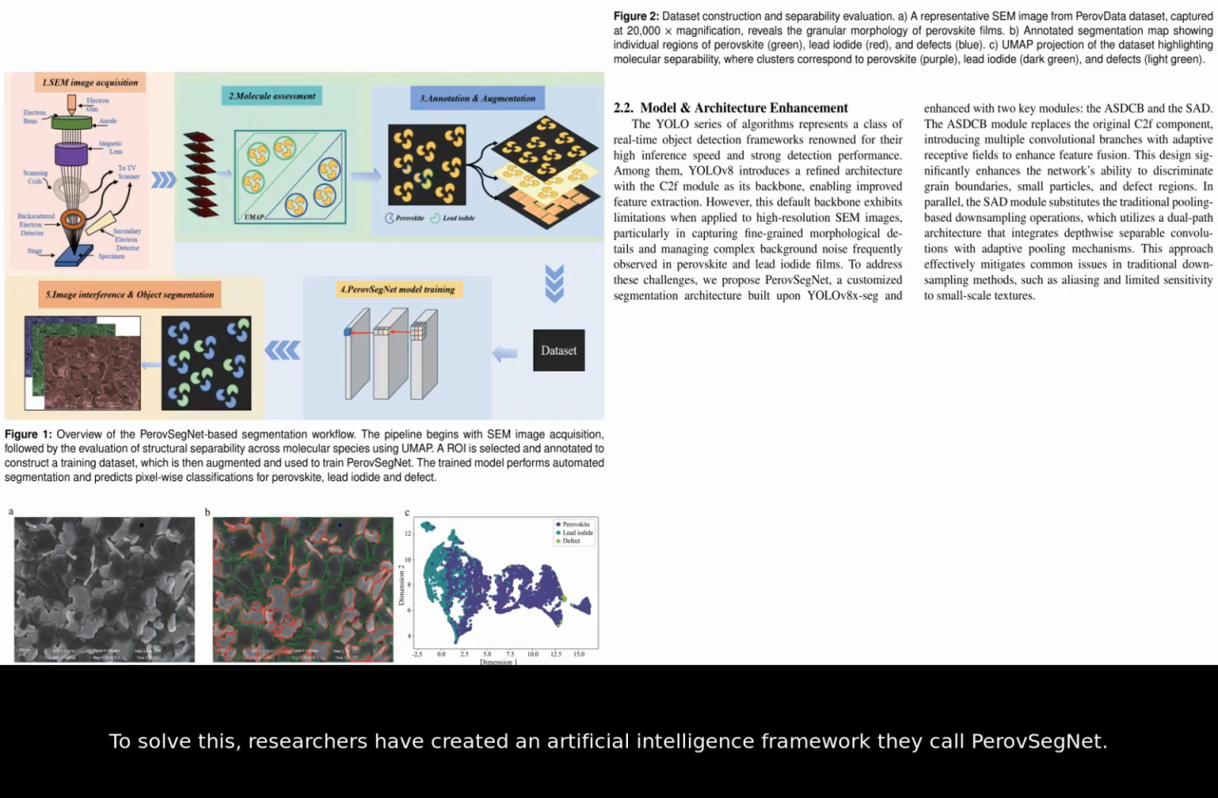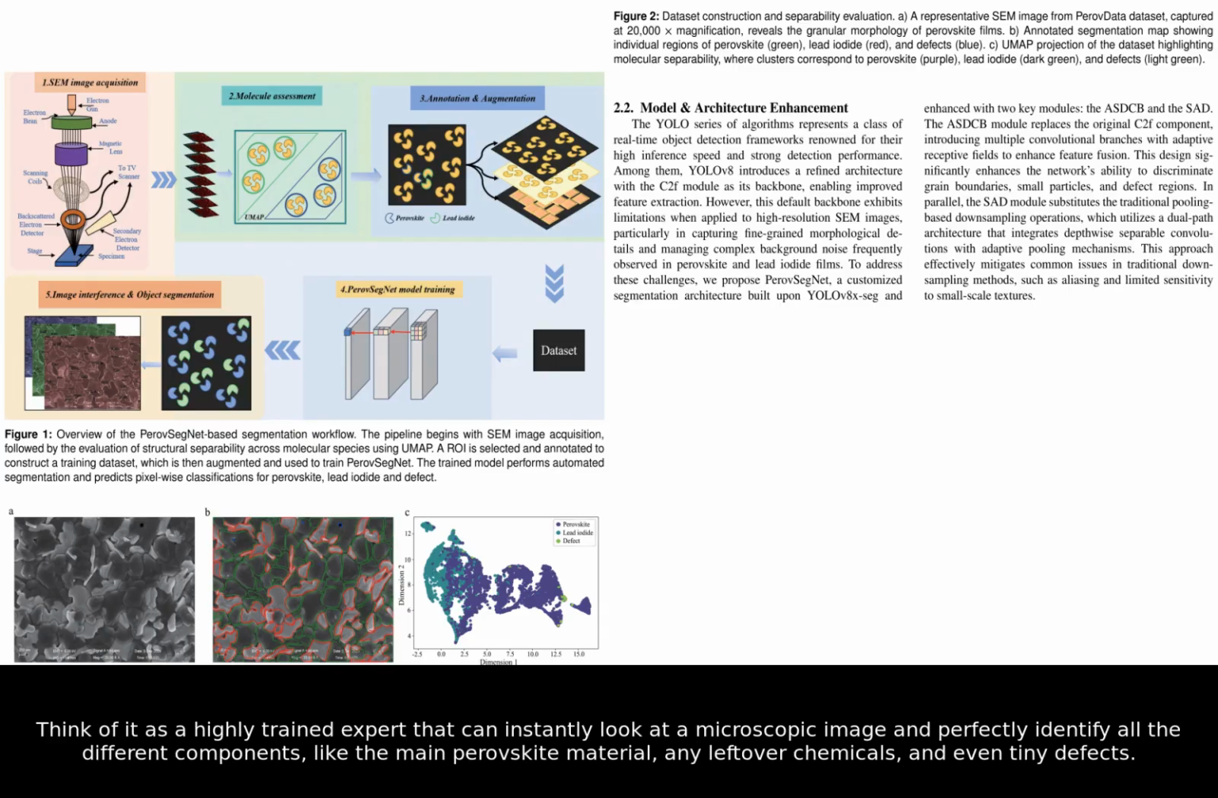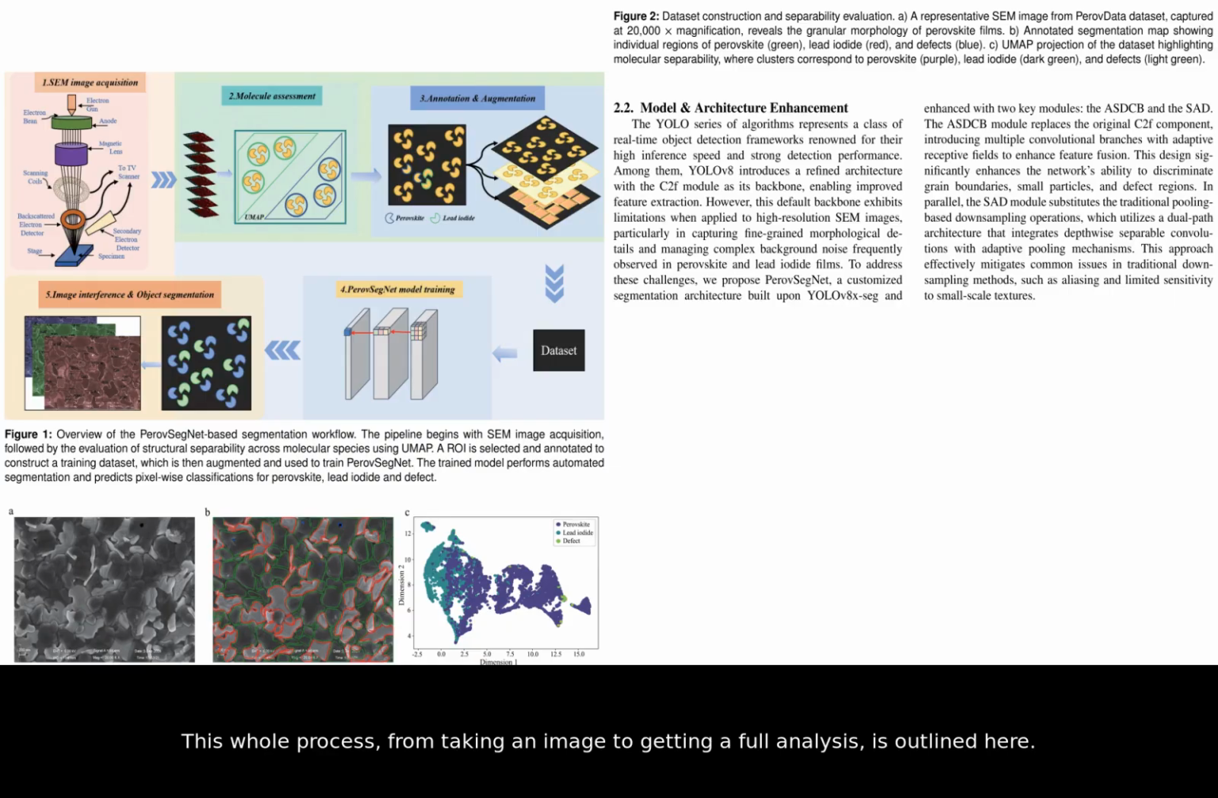To solve this, researchers have created an artificial intelligence framework they call PerovSegNet. Think of it as a highly trained expert that can instantly look at a microscopic image and perfectly identify all the different components, like the main perovskite material, any leftover chemicals, and even tiny defects. This whole process, from taking an image to getting a full analysis, is outlined here. It automates a process that used to take scientists countless hours.